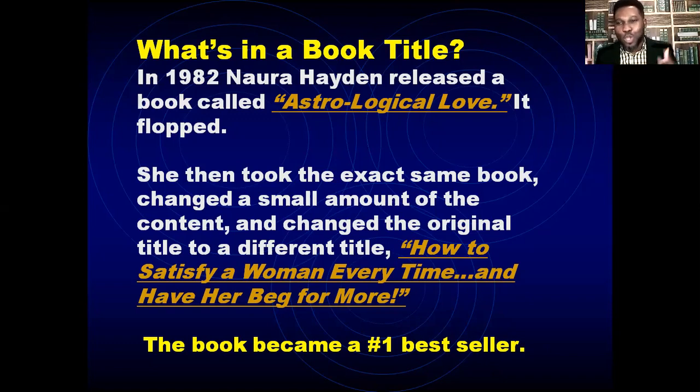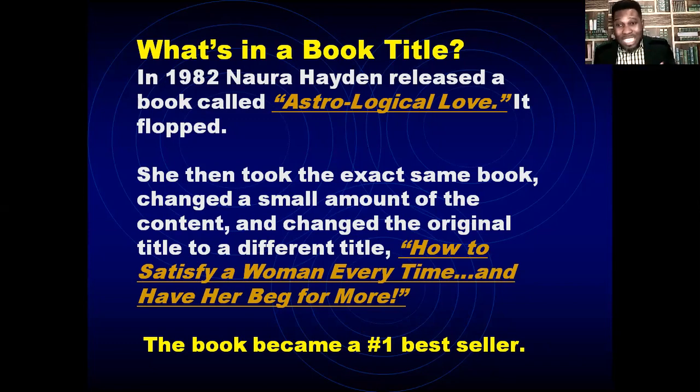Which one would you want to buy? Well, I believe your guess is as good as mine. You, I believe, would be attracted to the book that is titled How to Satisfy a Woman Every Time and Have Her Beg for More. So when I see a book titled Astrological Love, I don't know exactly what it means.